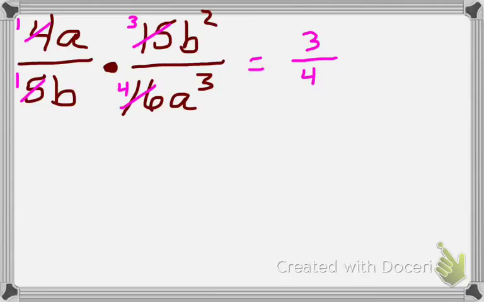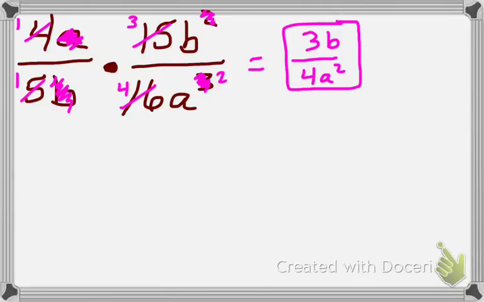Now, I'm going to cancel some letters too, because if you cancel before, you don't have to cancel after, probably. So, A's, I can get rid of 1 on top and 1 on bottom, which is going to leave me with 2 on bottom. B's, I can get rid of 1 on bottom and 1 on top, which is going to leave me with 1 on top, and there's your answer.